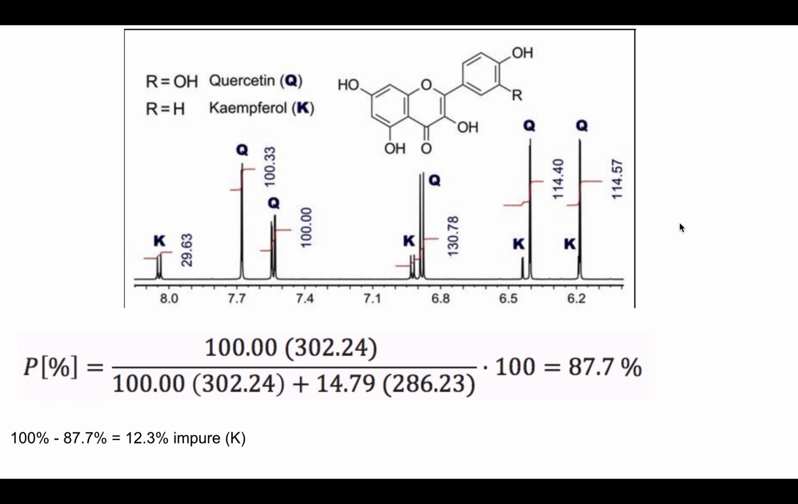Now, if you've weighed your final product, you can take these percentages and multiply them by the mass of your final product. This would give you the pure mass of your final product, and you can also find out the mass of your impurity that's present in your final product.